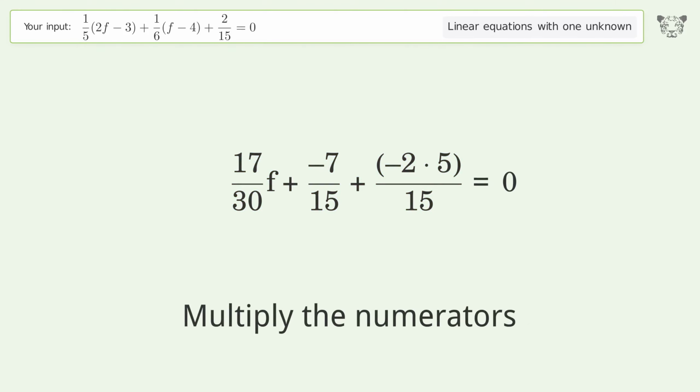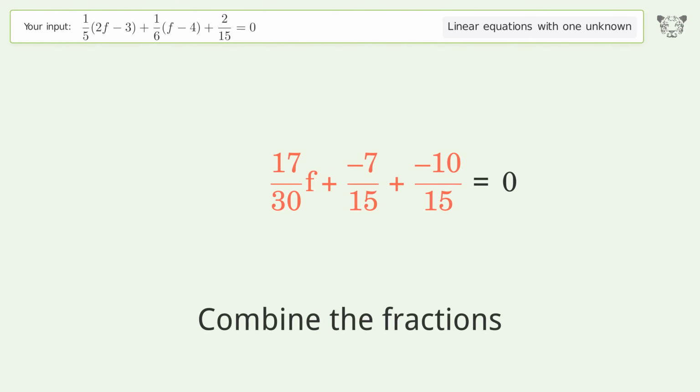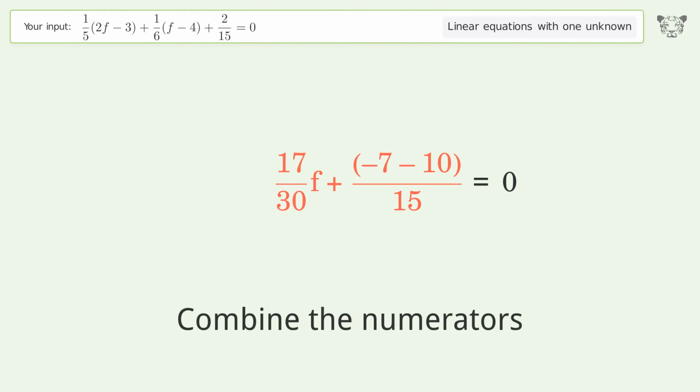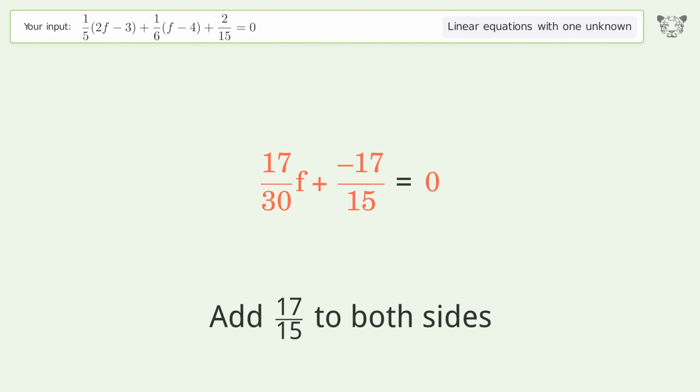Multiply the numerators. Combine the fractions. Combine the numerators. Group all constants on the right side of the equation. Add 17/15 to both sides.